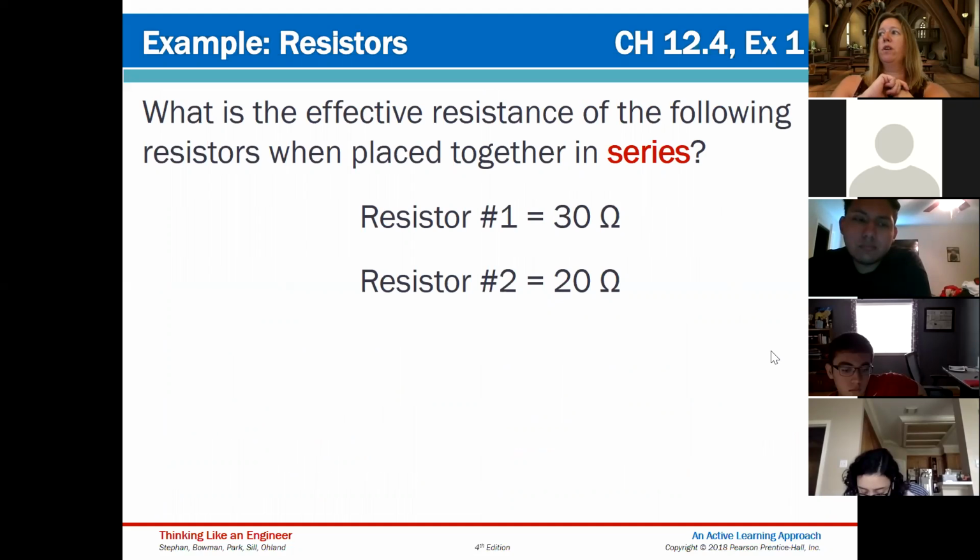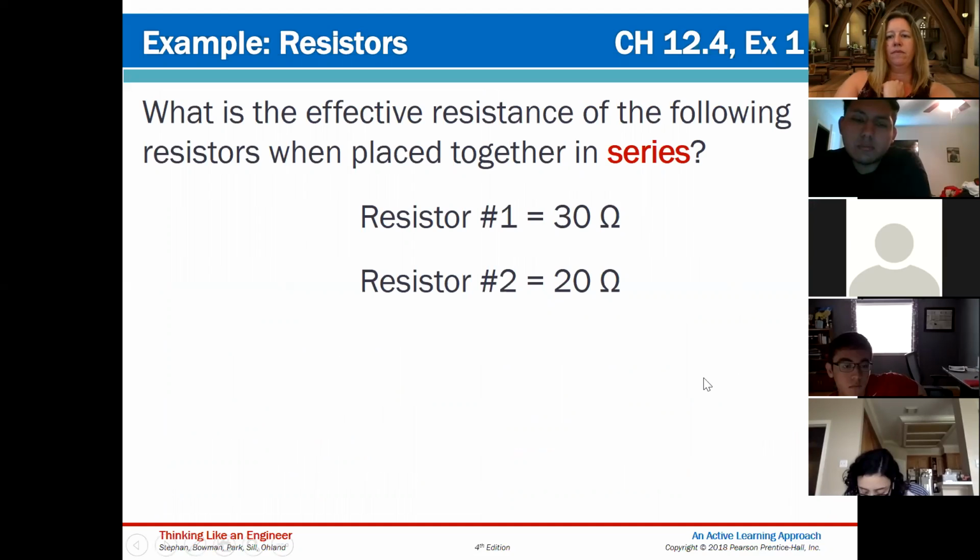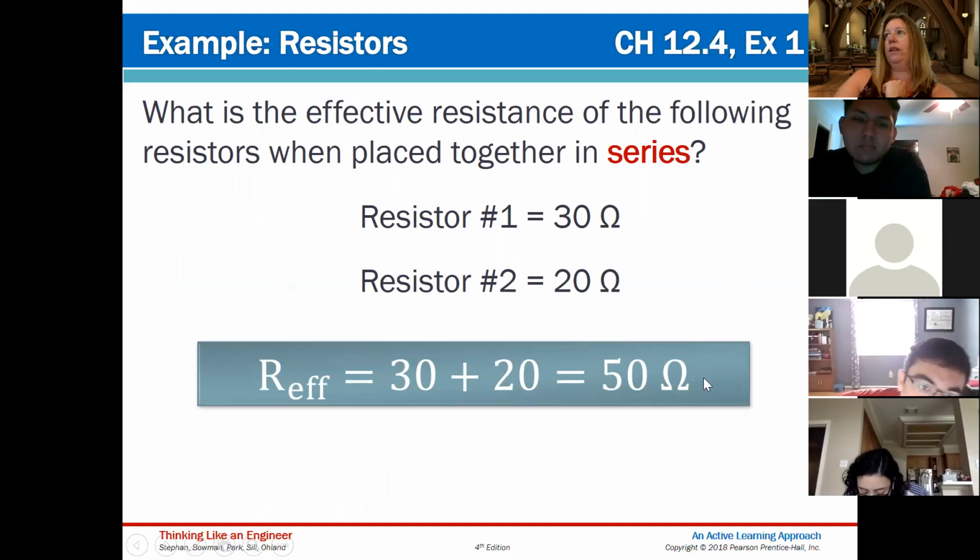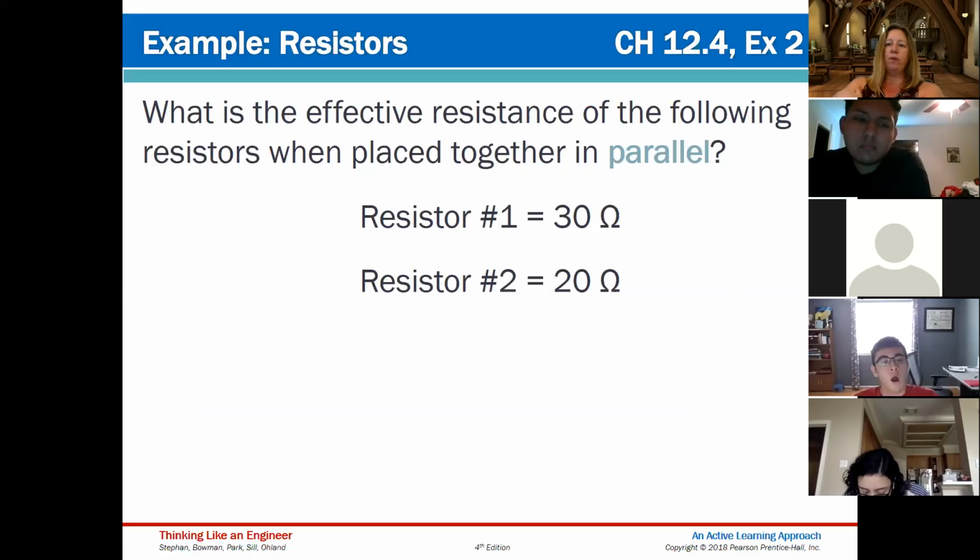So if resistor number 1 is 30 ohms and resistor number 2 is 20 ohms, what is our equivalent resistance? 50. So very quickly, we should be able to add that up and get 50 ohms as our equivalent resistance. Now what happens when we put them in parallel?